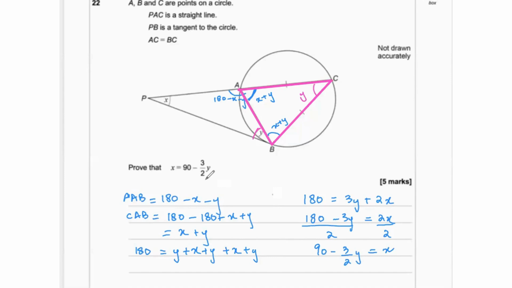So remember your circle theorems. You need to remember the cyclic quadrilateral, the alternate segment theorem, the angle at the center is twice the angle at the circumference, and angles in the same segment are equal. All of these you need to be very familiar with.